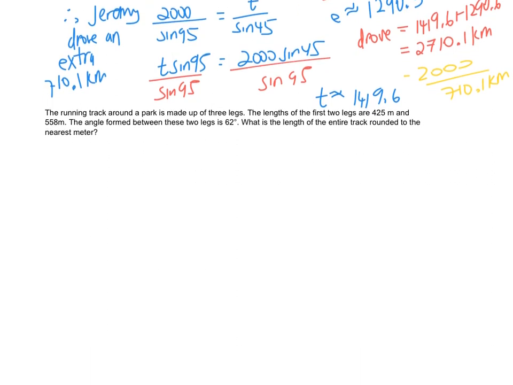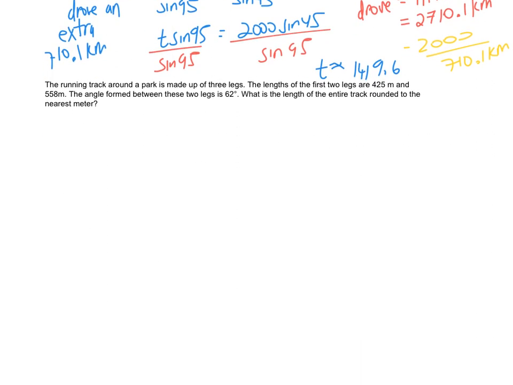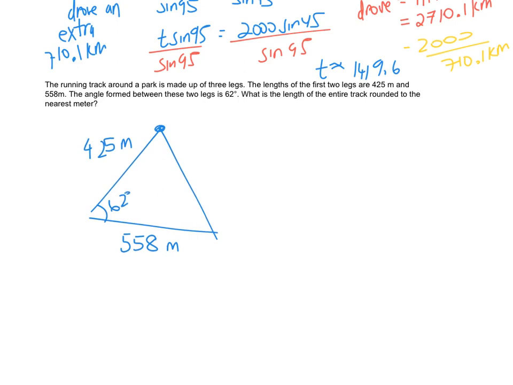All right, let's try our last one. The running track around a park is made up of 3 legs. You know what? Let's go ahead and just draw this triangular running track. The length of the first 2 legs are 425 meters and 558 meters. So let's say this is the first leg. So we're starting here. And then the second leg is here. The angle formed between these 2 legs is 62 degrees. What is the length of the entire track rounded to the nearest meter?